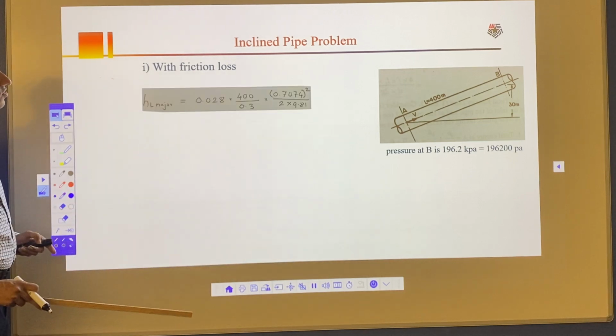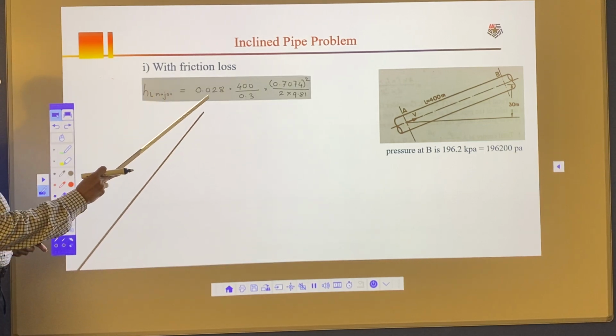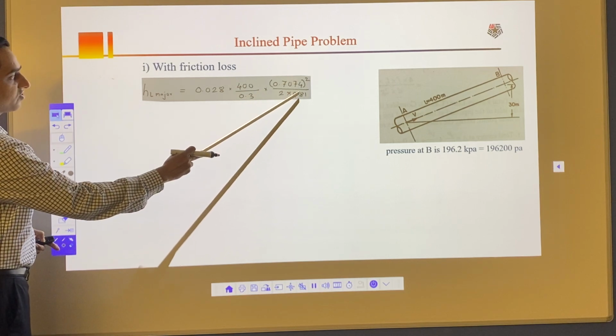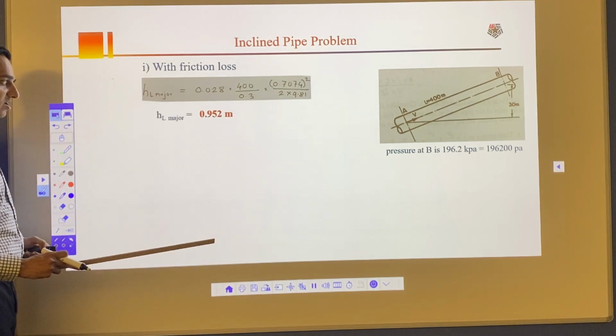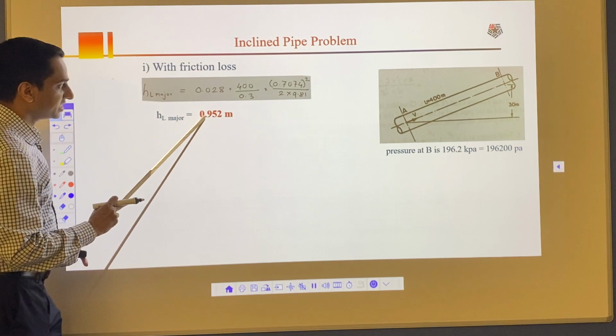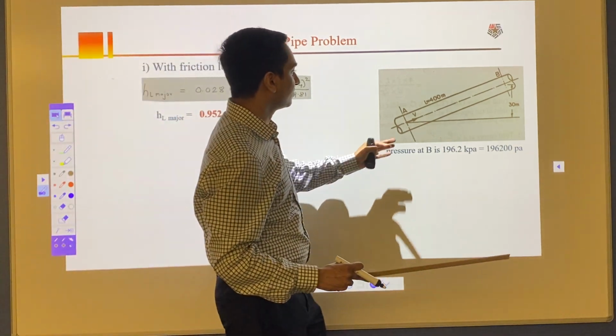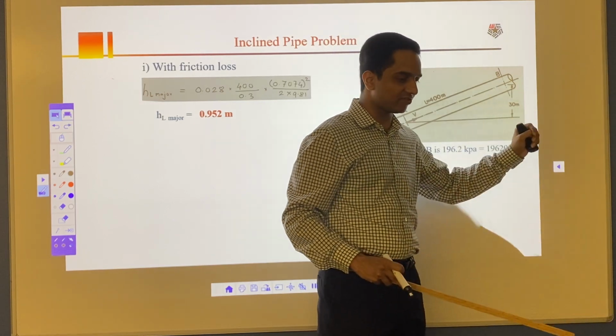So with friction loss, we have to calculate HL measure: 0.028, 400 by 0.3, that's in meters, velocity squared by 2g, and then if you do your calculations, you will get HL measure 0.95 meters. So that much amount of manometric head is what we are losing from this point to this point, 0.95 meters.